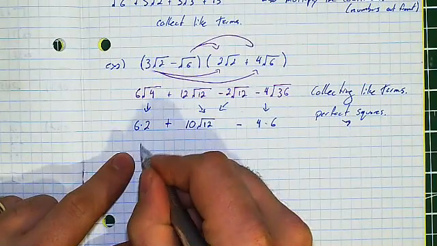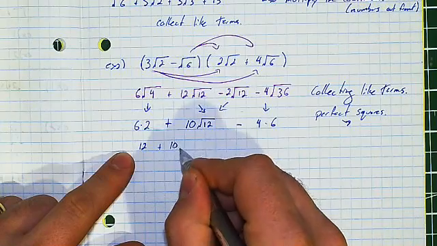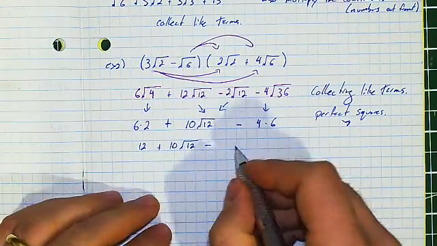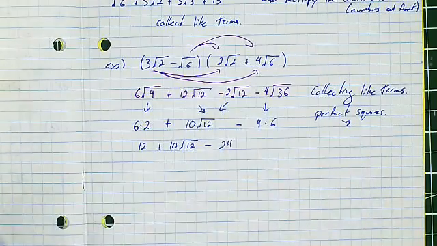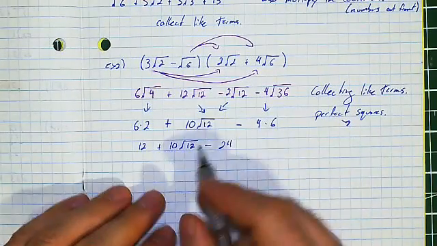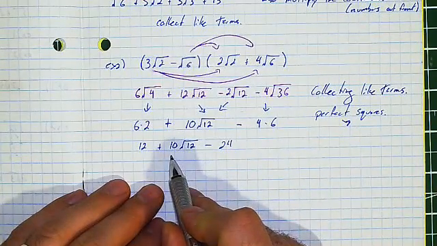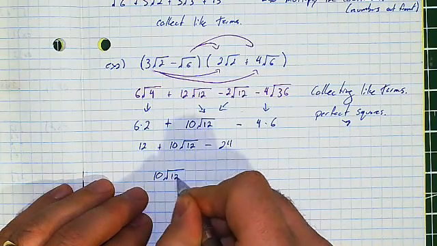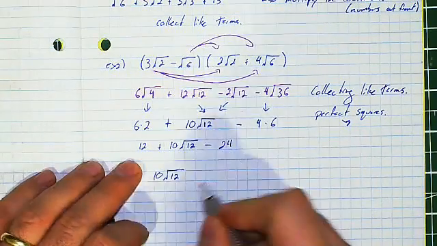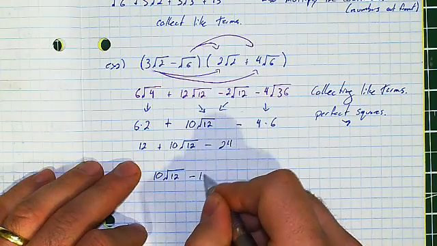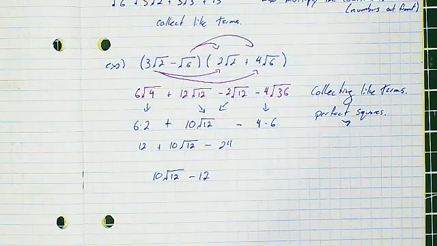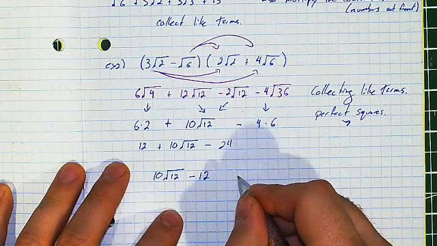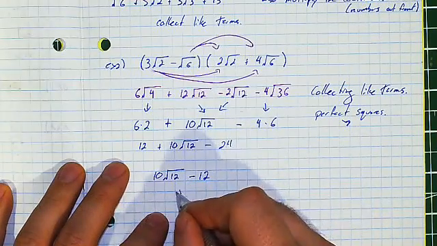We go one step further to combine. 6 times 2, we've got 12 plus 10 root 12 minus 4 times 6 should give us negative 24. And your last step is to combine everything together, which is going to be 10 root 12. And essentially negative 24 plus 12 would give us negative 12. Now this is one answer. It's not the best answer, but it's one answer.